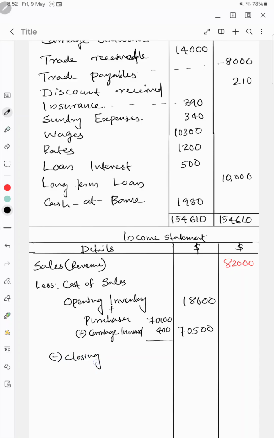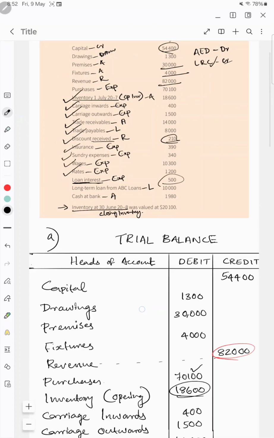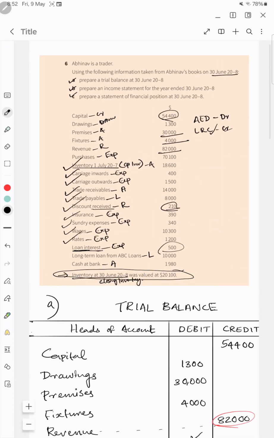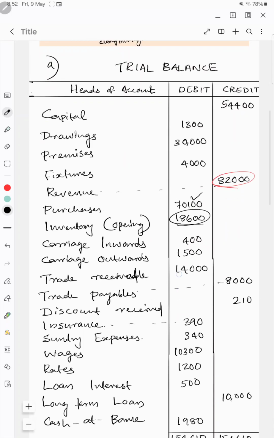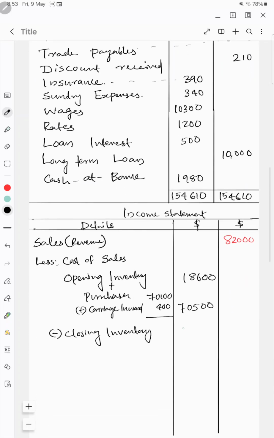Now opening inventory plus net purchases less closing inventory. Closing inventory you will not get from your trial balance. That is an extra item. Okay, that is 20,100. So take 20,100. Now you can apply the formula here. Opening inventory plus net purchase minus closing inventory. So 18,600 plus 70,500 minus 20,100 will be 69,000.